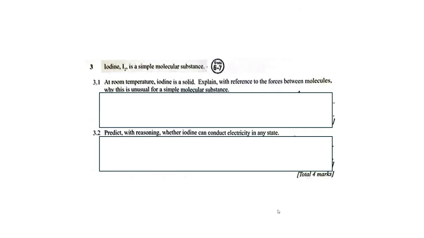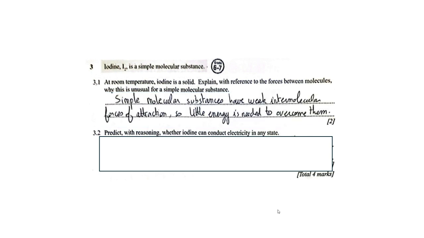Iodine is a simple molecular substance, formula is I2. At room temperature, iodine is a solid. Explain with reference to the forces between molecules why this is unusual for a simple molecular substance. So simple molecular substances have weak intermolecular forces of attraction, so little energy is needed to overcome them. But obviously, the stronger these forces of attraction, the higher the melting point. And iodine's intermolecular forces are strong enough to stay solid at room temperature. But you don't have to heat it up that much to turn it into a liquid and a gas.